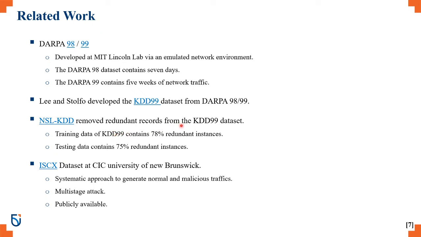But the problem with the KDD 99 dataset is that it has 78% redundant records in training data, while 75% of records are redundant in testing data. So these redundant records were removed by a group of researchers at the University of New Brunswick, and the new dataset was named the NSL-KDD dataset. The ISCX dataset was developed at CIC, University of New Brunswick, using a systematic approach to generate normal and malicious network traffic and using a multi-stage attack scenario. The dataset is publicly available, but its limitation is that it has a very limited number of network features.